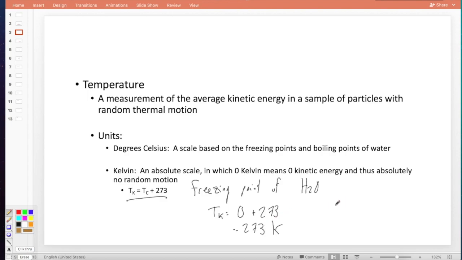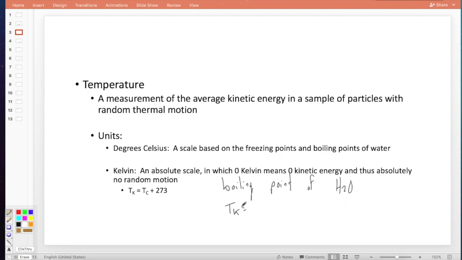What would the boiling point be? Well, to find the boiling point, we take the Celsius boiling point of water, which is 100, and we once again add 273. Very simple. 373 Kelvin would be the boiling point of water in the Kelvin scale. Simple enough. So temperature is an average kinetic energy. Thermal is the total.